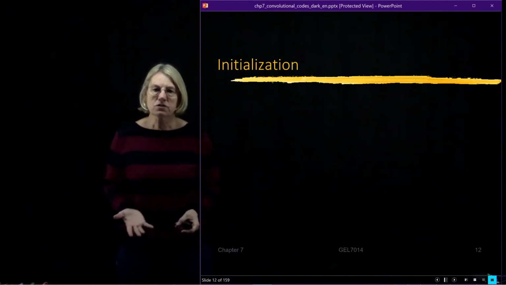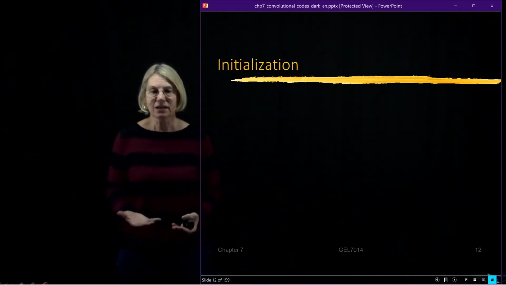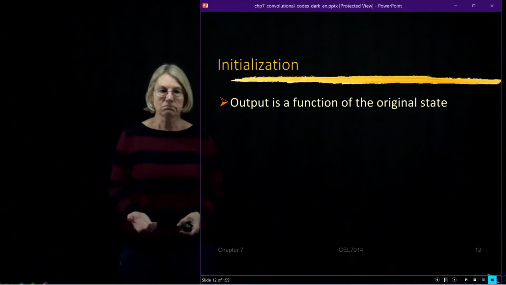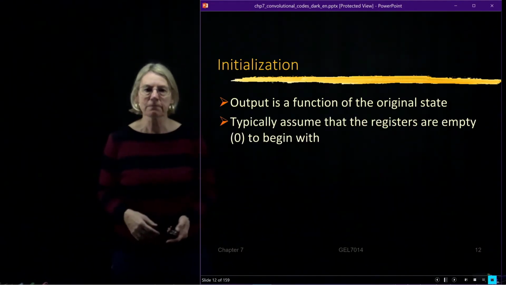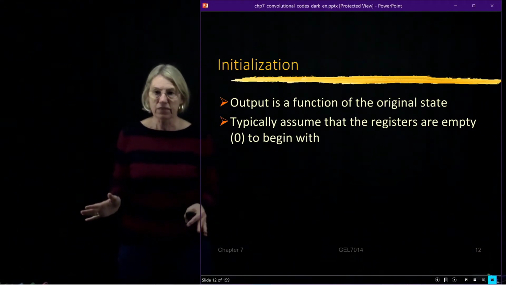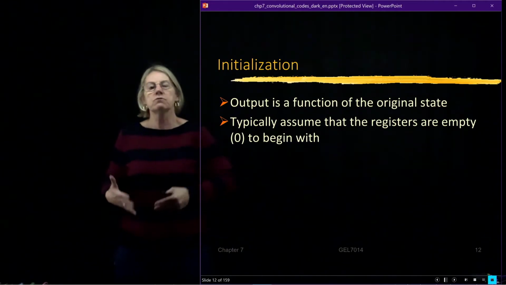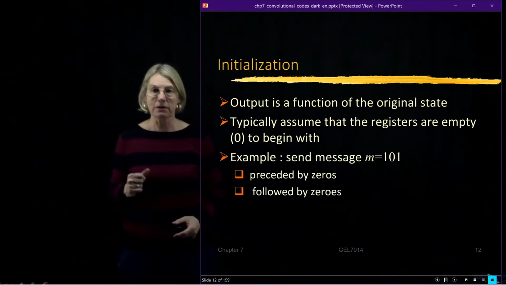So all codes have to be initialized because the registers have to have an initial state. And so the output will always be a function of what this original state was. So we typically assume that the registers are empty, just all zeros to begin with. And if we want to finalize the coding, we also have to end with a bunch of zeros.